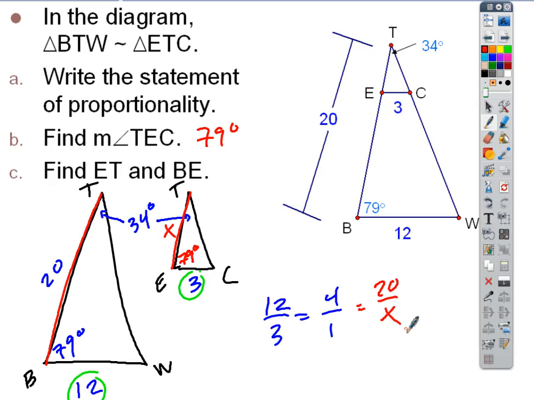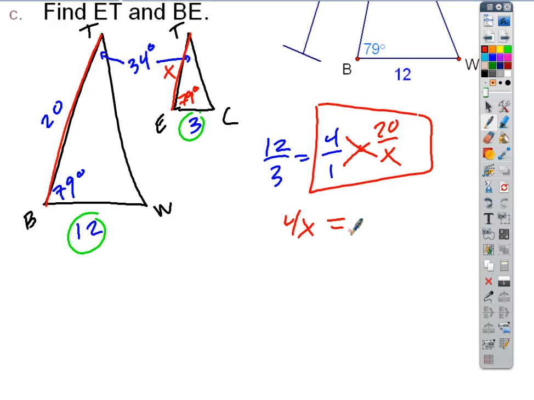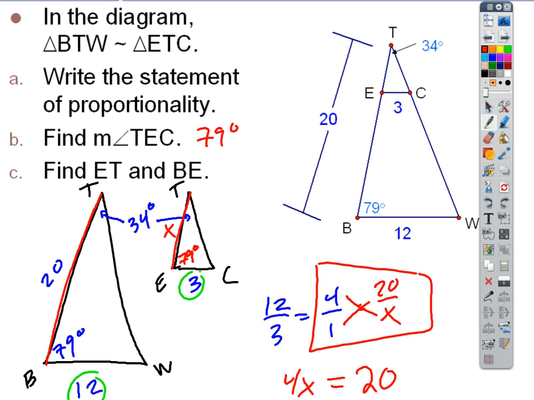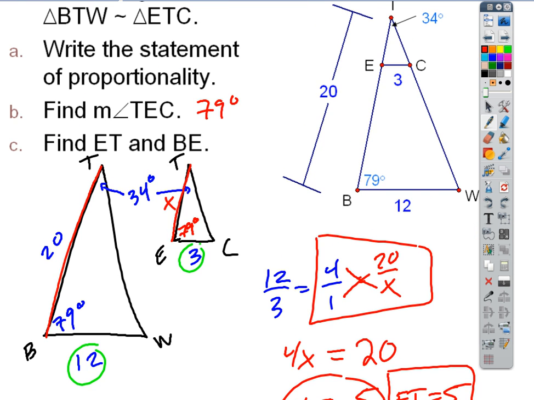Right? So how do I solve that ratio equation? Cross multiply. There's the equation. If I cross multiply, the first cross gives me 4X equals, on the other side, the other cross gives me 20. So what's X? 5. Right? So there's the length of ET. So, write it down here. So ET equals 5.